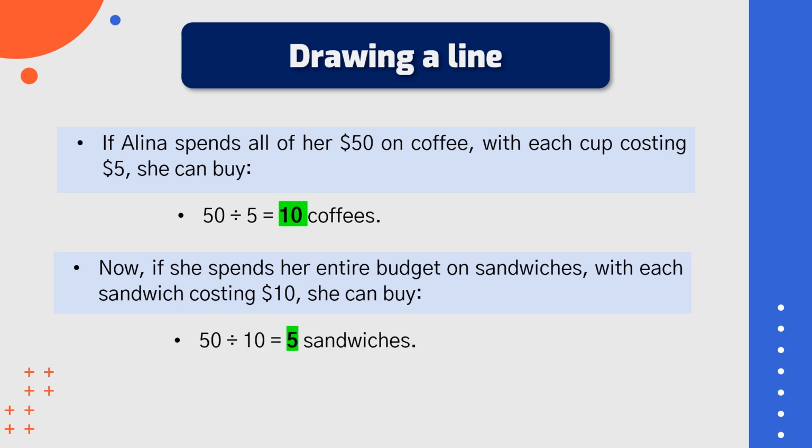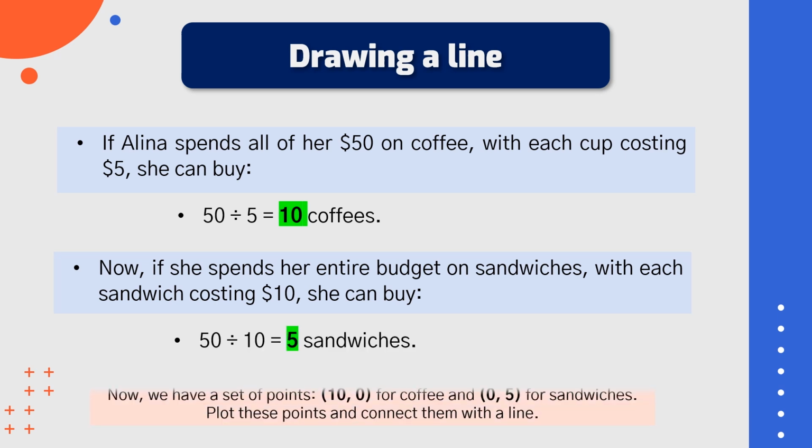In other words, the intercept points on the budget line are (10, 0) for coffee and (0, 5) for sandwiches. Let's plot these points and connect them with a straight line. This line represents all the combinations of coffee and sandwiches Alina can afford.